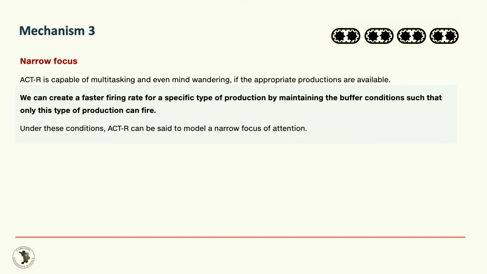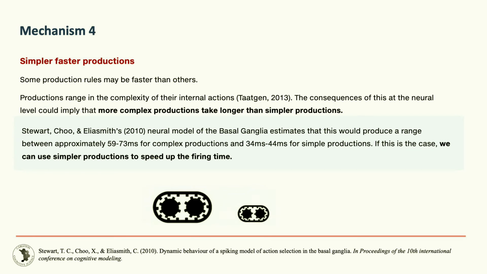Mechanism 3 is the narrow focus mechanism. Now, ACT-R is capable of multitasking and even, in a sense, mind wandering if the appropriate productions are available. And we can create faster production rates for a specific type of production by maintaining the buffer conditions such that only a certain type of production can fire. That means that with less distraction, fewer alternate productions, you have more productions firing in a shorter amount of time, and this is a narrow focus of attention in that sense.